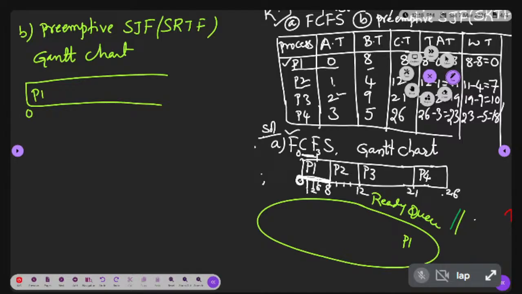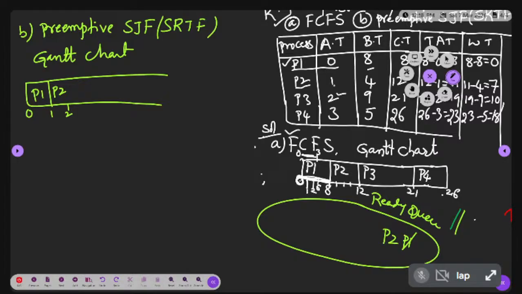So here, initially only P1 has arrived, so process P1 we are allowing from 0 to 1. At 1 second we'll cross check. After 1 second, according to the table given, who is arriving? Process P2 has arrived. So P1 by force we are removing. Just go out, P2. So we are allowing P2. Usually we'll check for every 1 second, 1 to 2.